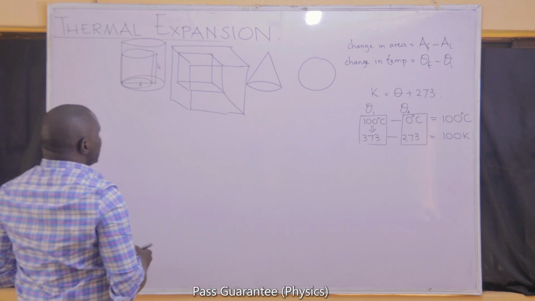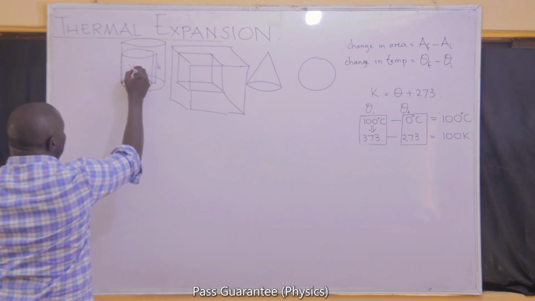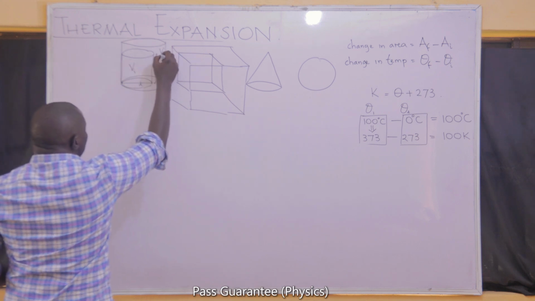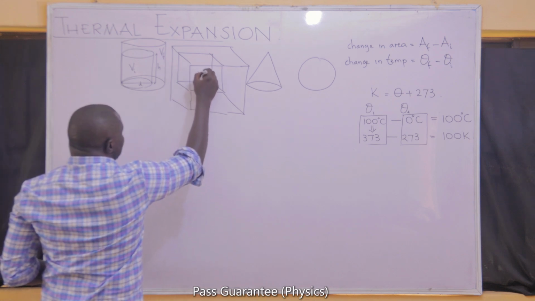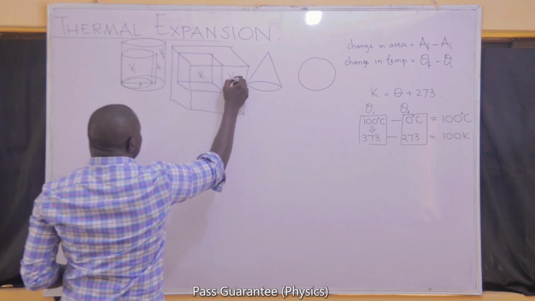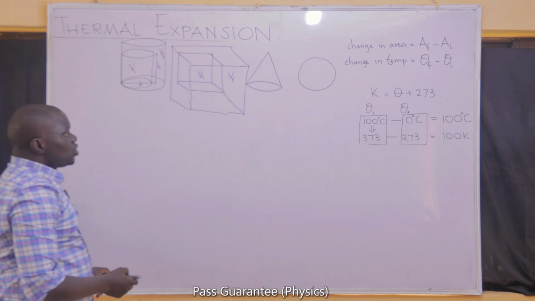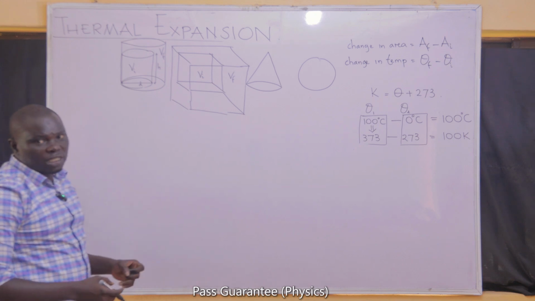So it means that initially I expect to have an initial volume Vi. After heating, I expect to have a final volume Vf. It will have an initial volume Vi and a final volume Vf, and so will be the case for the other solid shapes that we have. So now we'll talk about the volume expansivity.